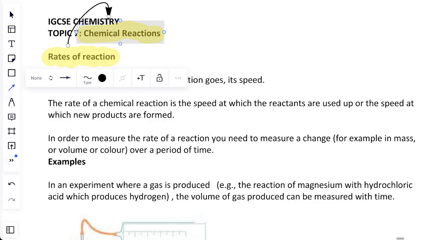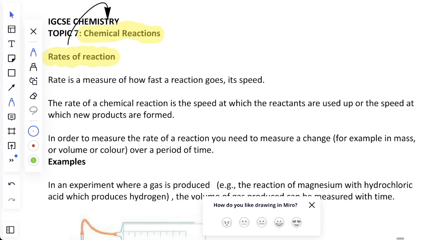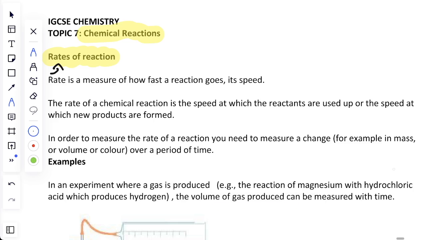Sorry, let me erase this actually. So the rate of a reaction. This word rate, what does it mean? Rate is simply the speed of this chemical reaction. The rate is the time that is taken for you to actually execute a chemical reaction. We're going to highlight all these words as we go through. I'm going to be reading through the sentences and explaining as we go on.